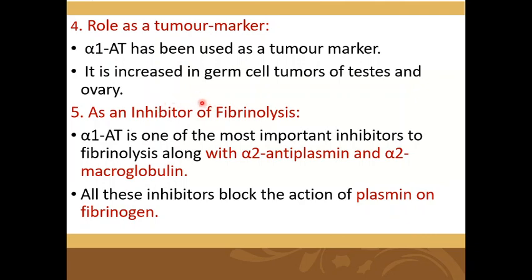The next function is that it also serves as an inhibitor of fibrinolysis. Alpha-1 antitrypsin is one of the most important inhibitors of fibrinolysis, along with alpha-2 antiplasmin and alpha-2 macroglobulin. All these inhibitors block the action of plasmin on fibrinogen.